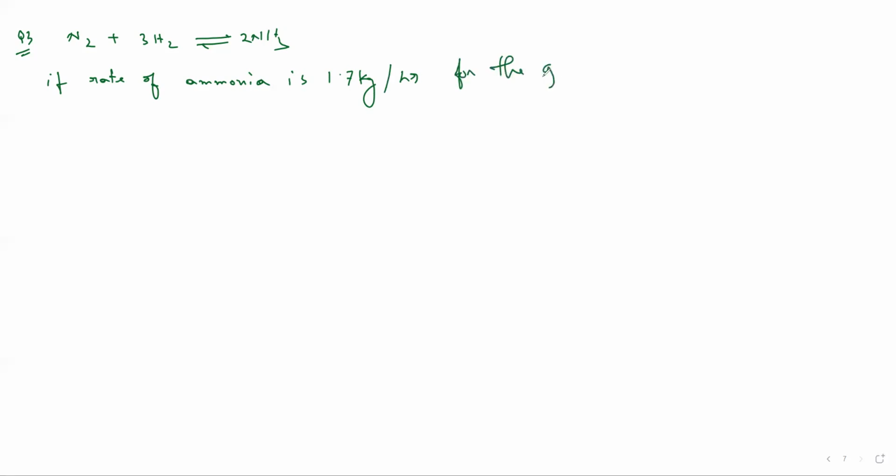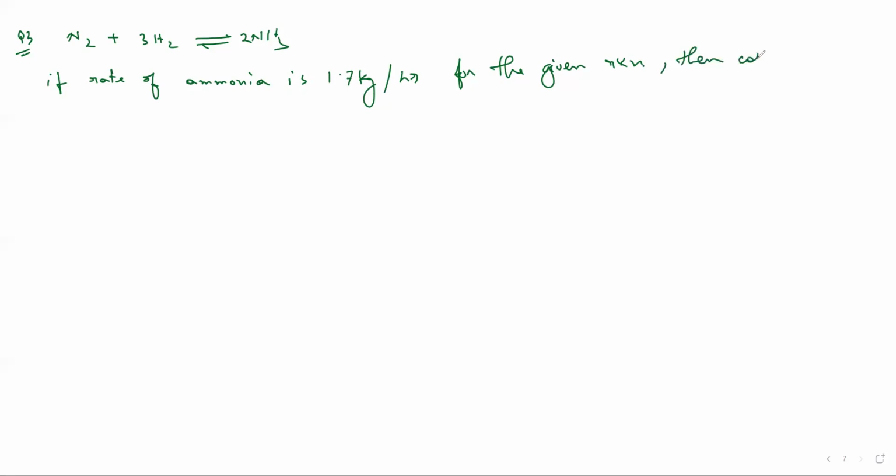Next, question number 3. N2 plus 3H2 gives 2NH3. Now if the rate of ammonia is 1.7 kg per hour for the given reaction, then calculate the rate of reaction of H2 in gram per minute.